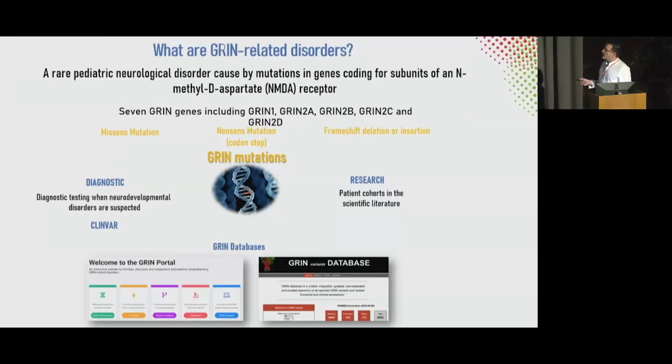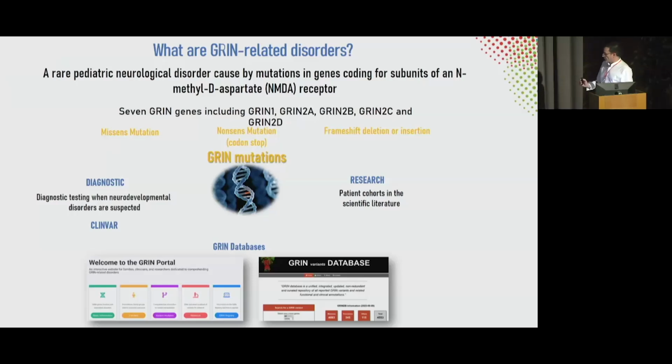Of course, you all know what GRIN-related disorder is. It's a rare pediatric neurological disorder caused by a mutation in a gene coding for a subunit of the NMDA receptor, the N-methyl-D-aspartate receptor. There are seven GRIN genes, including GRIN1, GRIN2A, 2B, 2C, 2D, and GRIN3A and B. I will mainly talk about GRIN2B in this presentation.